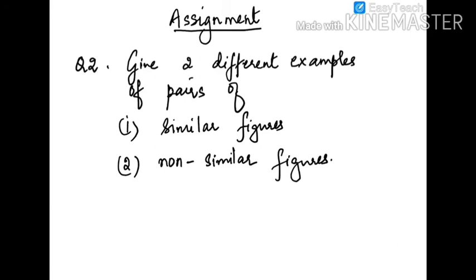With this, we come to the end of this video lesson. Your assignment is to write down the definition of similarity and to write down two different examples of pairs of similar figures and non-similar figures from your surroundings.